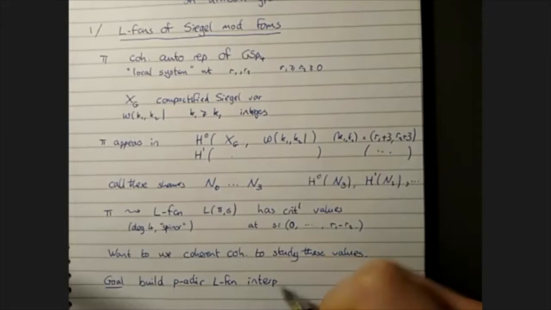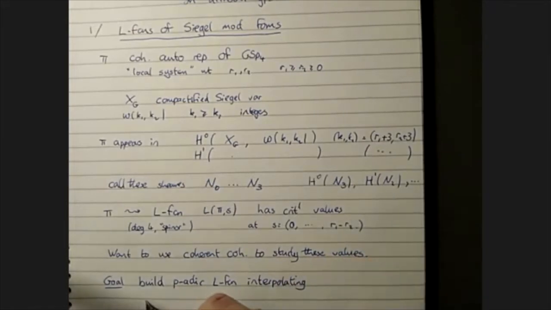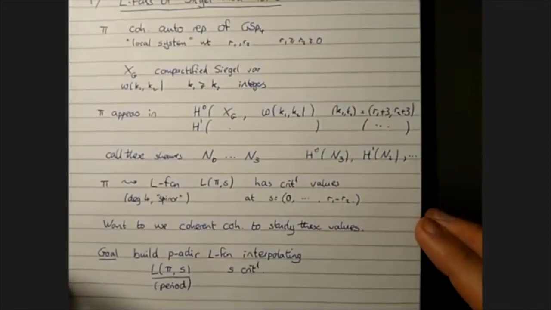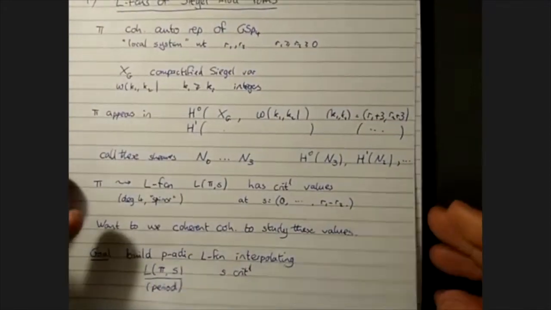So we want to build a p-adic L function interpolating the values over some suitable period in this critical range. I apologize, there's no easy way of me putting 2 pages on the screen at once here, so you'll have to remember what I just wrote, I'm afraid.